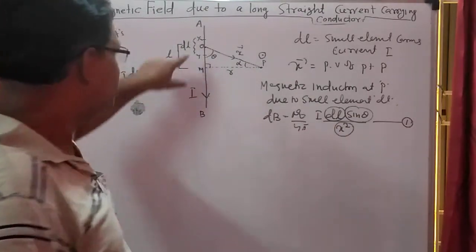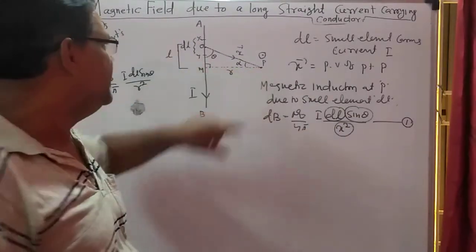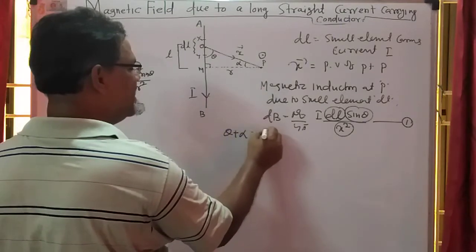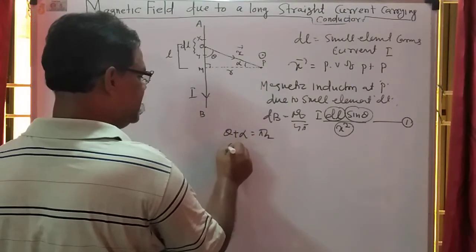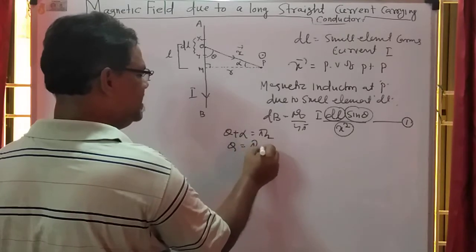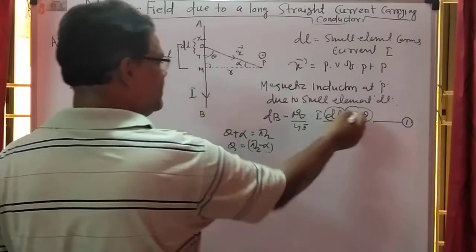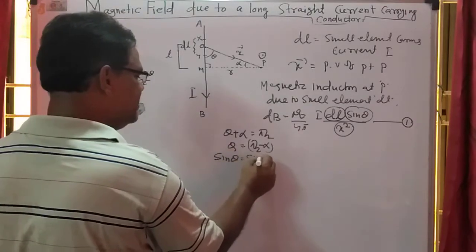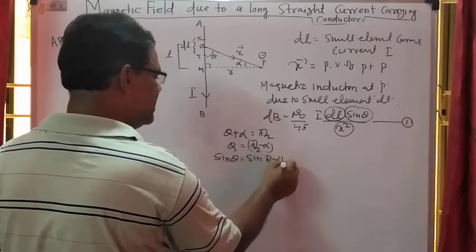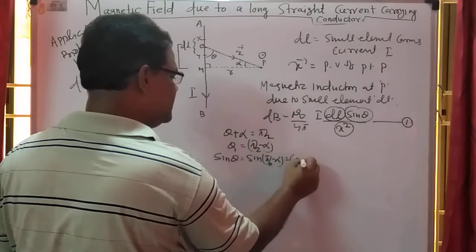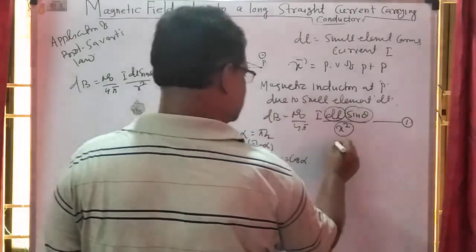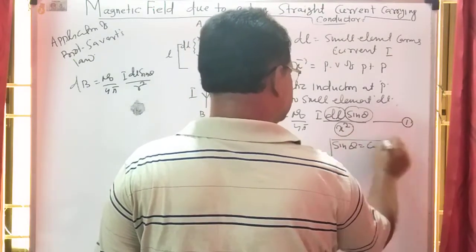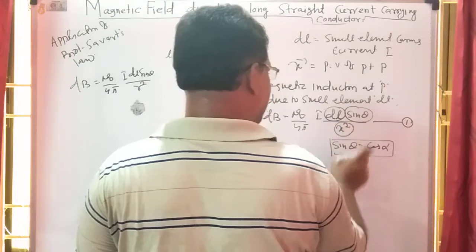From the triangle OMP, theta plus alpha is equal to pi by 2, or theta equals pi by 2 minus alpha. For sin theta, sin theta equals sin of pi by 2 minus alpha, that is equal to cos alpha. So sin theta equals cos alpha, because we are replacing dl, sin theta and x square.